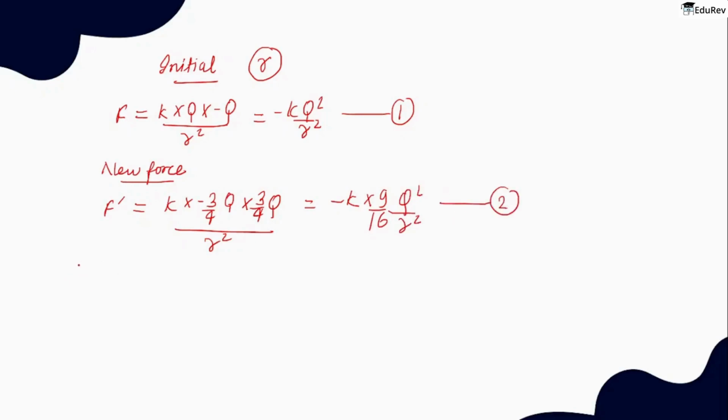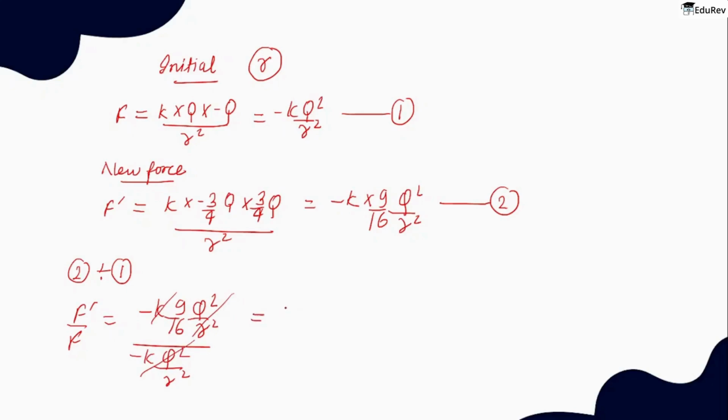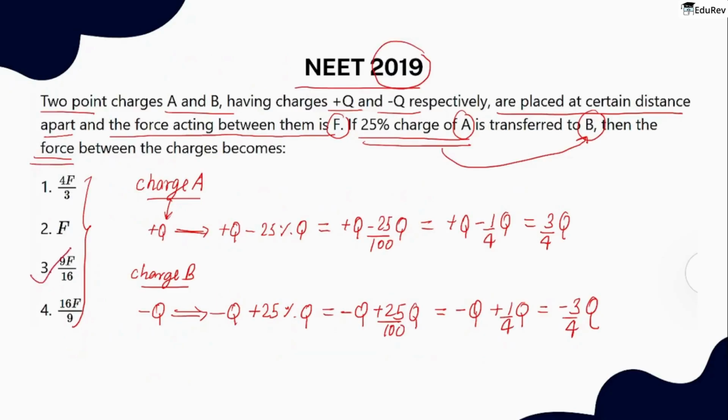Now dividing equation 2 by 1 we get F dash by F equal to minus K into 9 by 16 into Q squared by R squared divided by minus K into Q squared by R squared. On solving and cancelling out various terms we get F dash by F equal to 9 by 16. Taking the F to right hand side, we get F dash equal to 9 by 16 F. Therefore, the new force F dash is equal to 9 by 16 times F. Hence we can say that third option is correct.